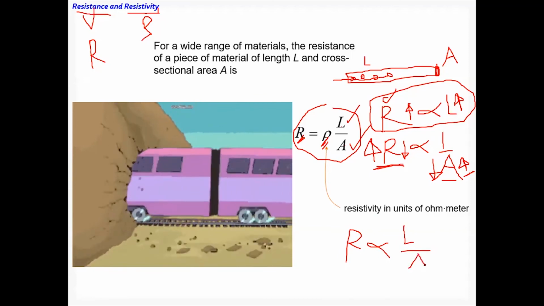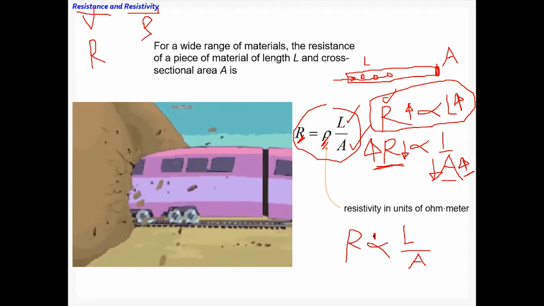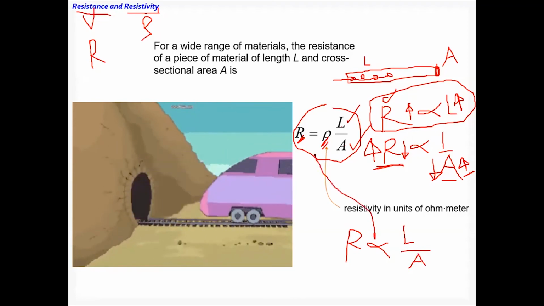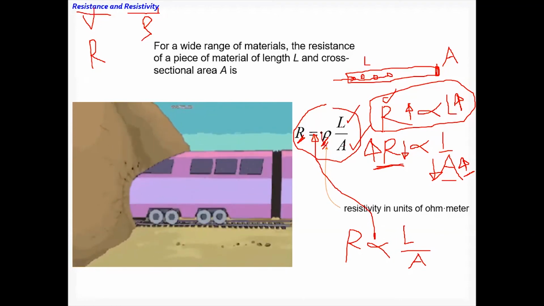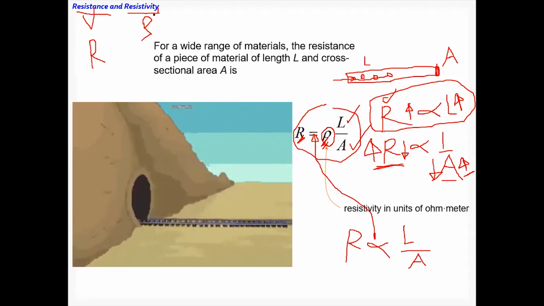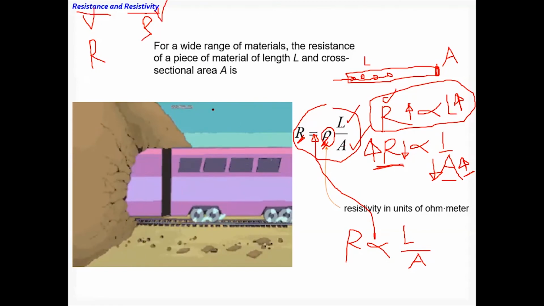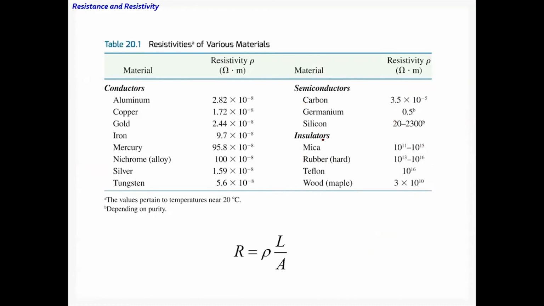Now, you want to replace this proportional sign by an equal sign. If you want to do that, you have to add some constant there. That constant is rho here. That rho is called resistivity. So how do you define the resistivity? So let's talk about this now. So this is your R, right? From here, how do you define your rho? Multiply both sides by A, what do you get?